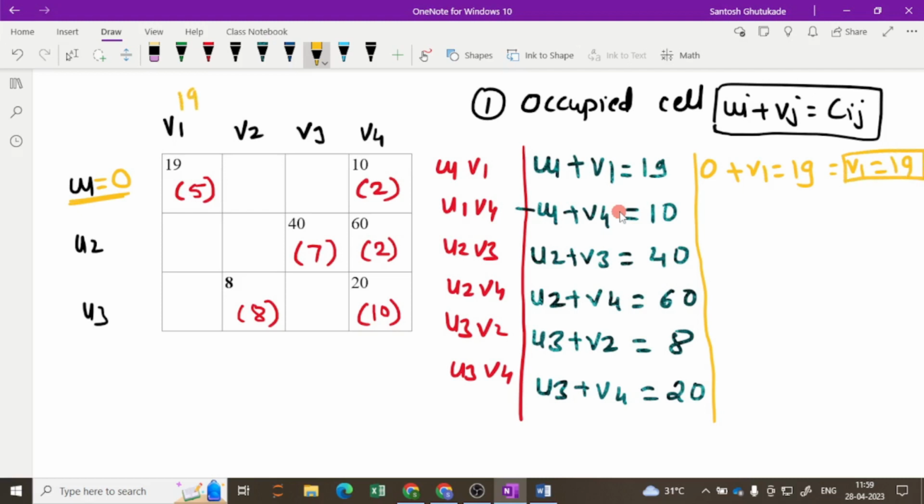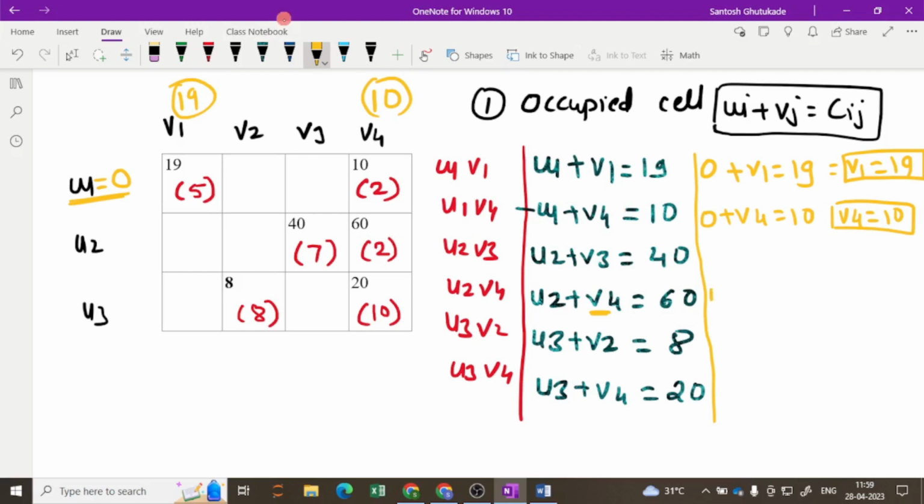I will write v1 is 19 here. Similarly, u1 is 0, so 0 plus v4 is equal to 10, which means v4 is equal to 10. So I will write 10 for v4. Now we know v1 and v4, so we will put them wherever v1 and v4 appear. Here it is v4, so I will put the v4 value 10 here.